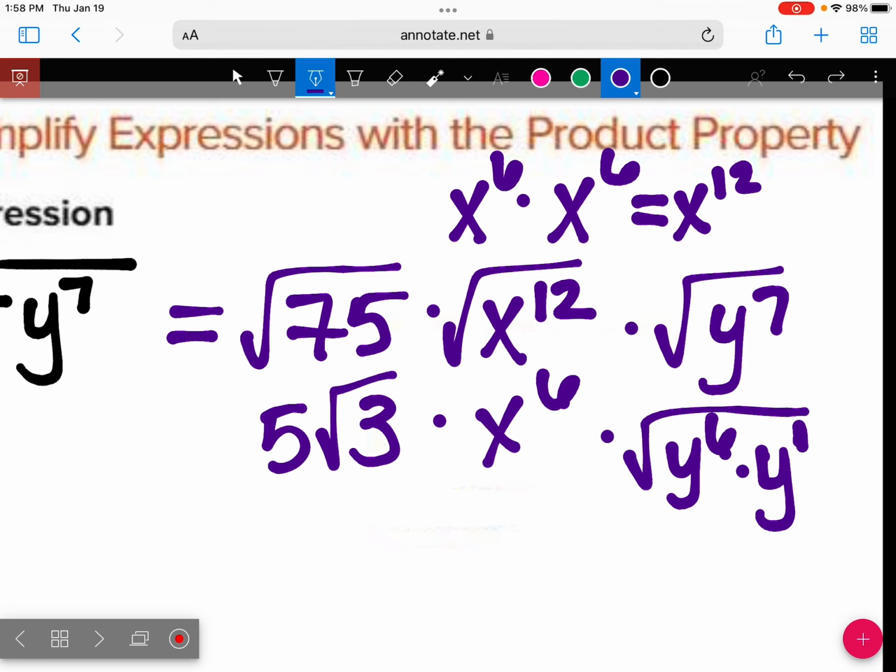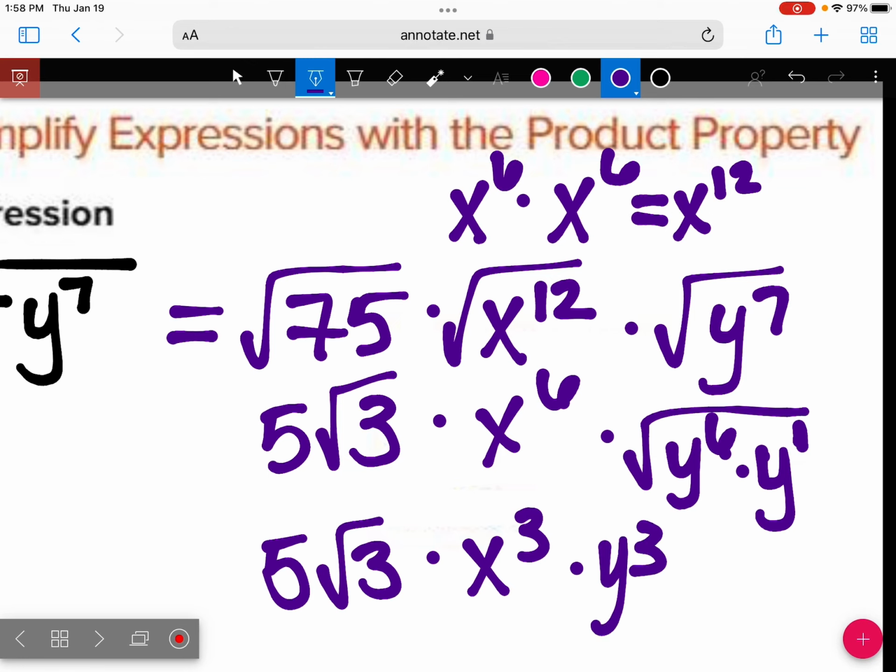Okay, so now back to the y to the 6 times y to the 1. What's the square root of y to the 6th? Y to the 3rd, yep. And then what do I have left over in my square root? Just y, yeah.